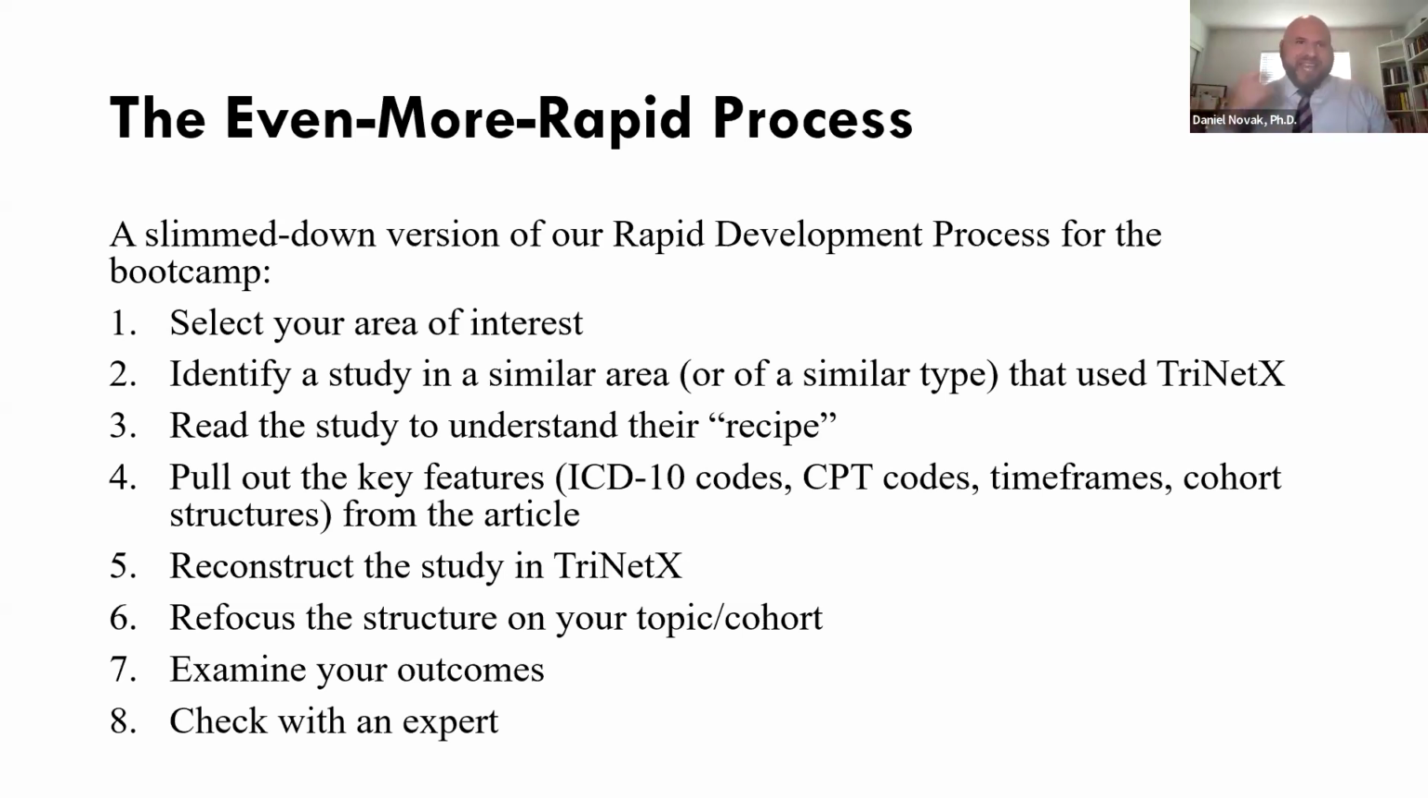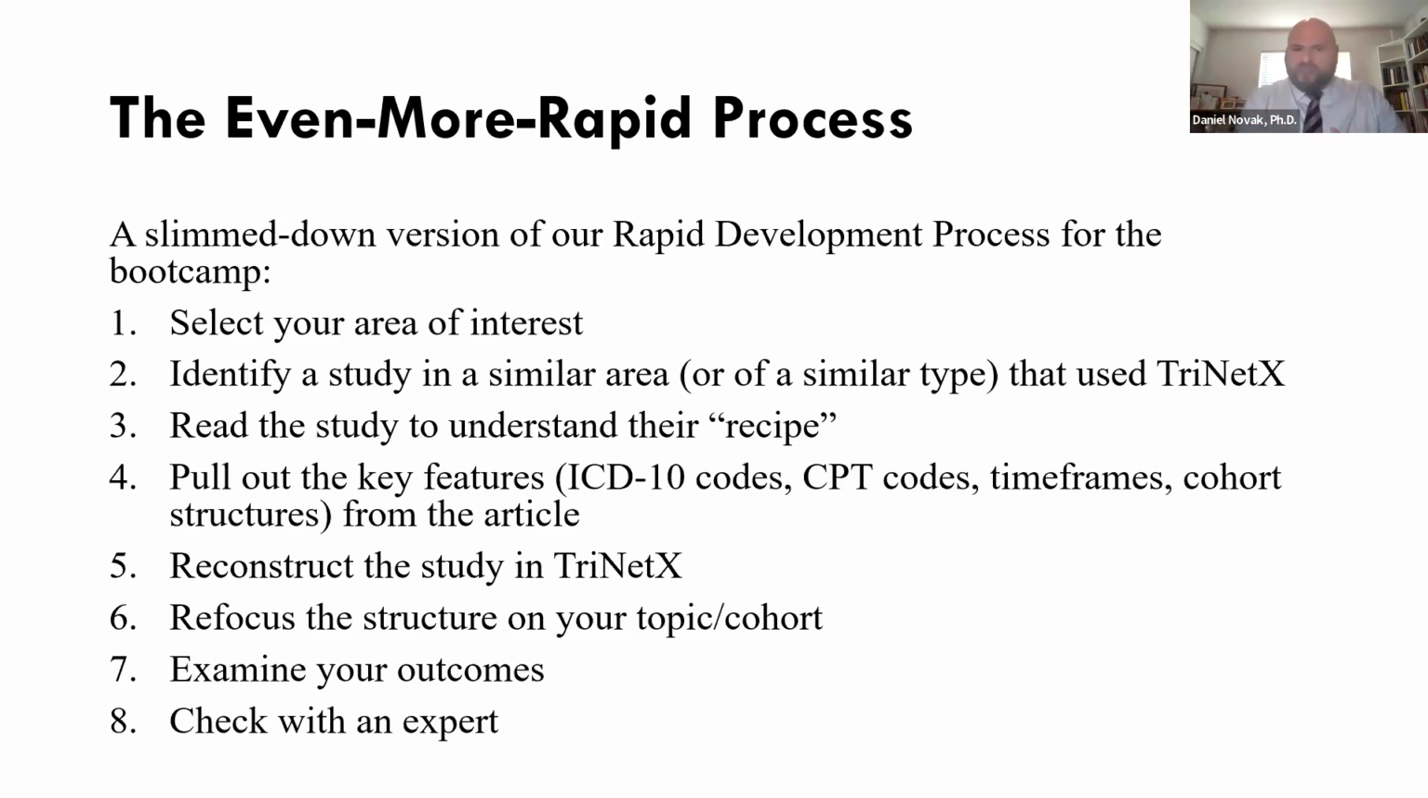Slimmed down version of our rapid development process is to select your area of interest. That's the hardest part and the thing that I often tell students I can't do for them. Identify a study in that similar area. It doesn't have to be exactly the same area, but something similar that you can use as a recipe to develop it. So let's say you don't like cherries, you can make a peach pie instead, right? Just by finding the right kind of recipe and then adapting it wisely.